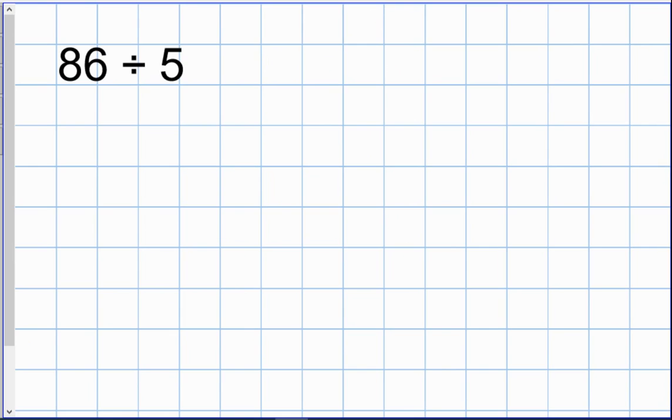86 divided by 5. Okay. So I'm going to set this up. I'm going to build the house, or whatever you want to call it. Some people call it the house. And I'm going to put the 86 in here. And that's the dividend. And I'm going to put the divisor over here, the 5. And we're going to do 86 divided by 5. And remember, that 8 is in the tens place. And that 6 is in the ones place.